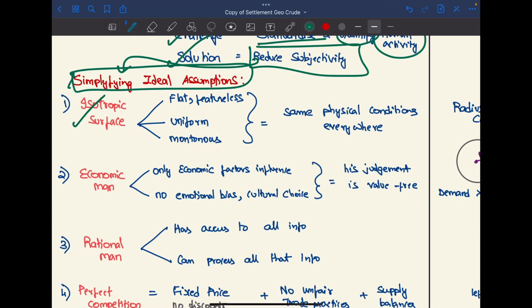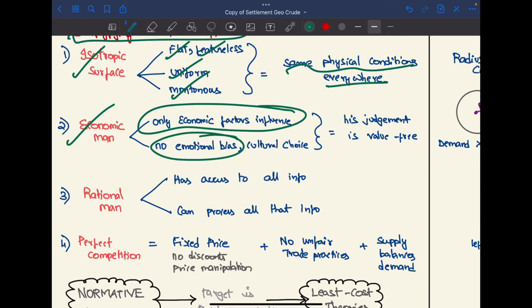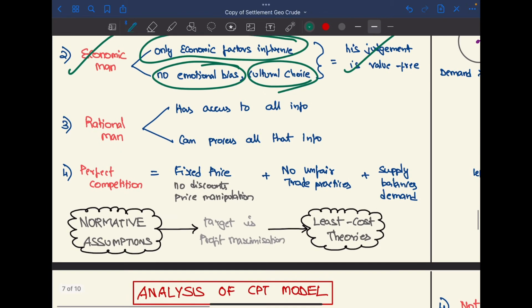First one is the isotropic surface. The surface is flat, featureless, uniform, and monotonous. Therefore, the same physical conditions exist everywhere. Second, the man is economic. He is an economic man, so only economic factors influence him. He does not have any emotional bias or cultural choices. Therefore, his judgment is value free.